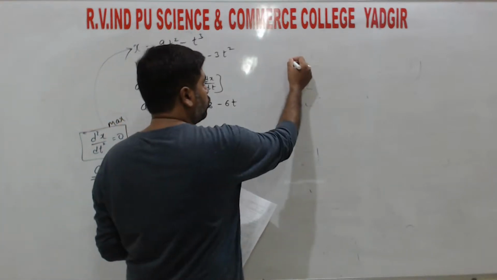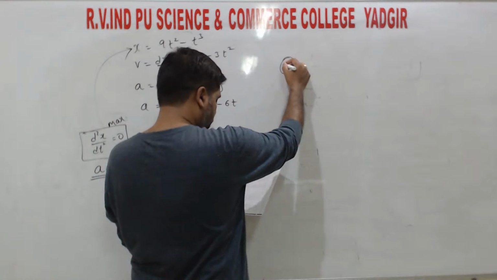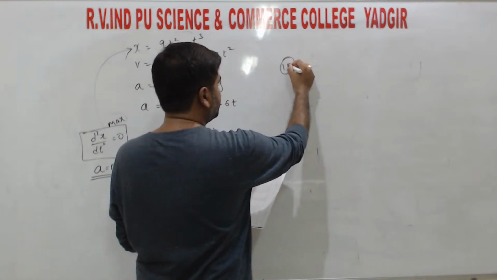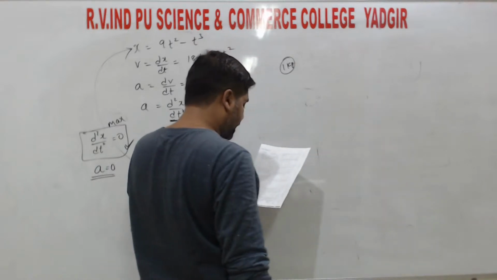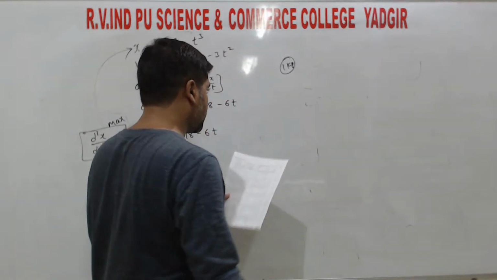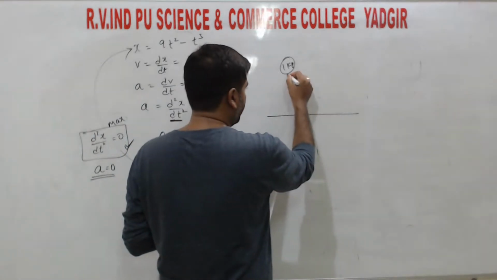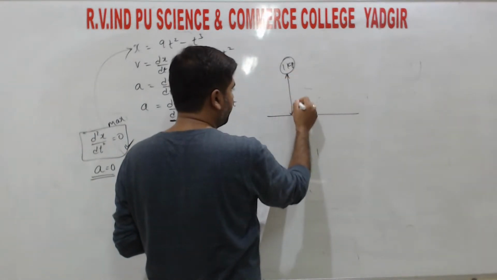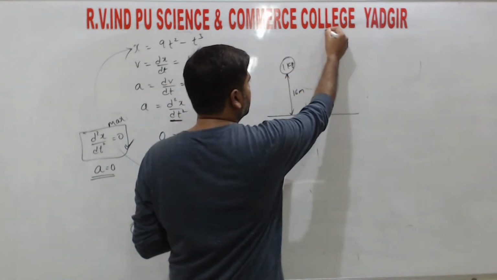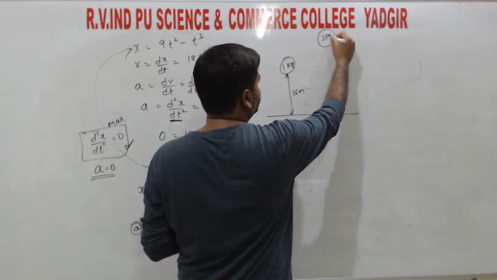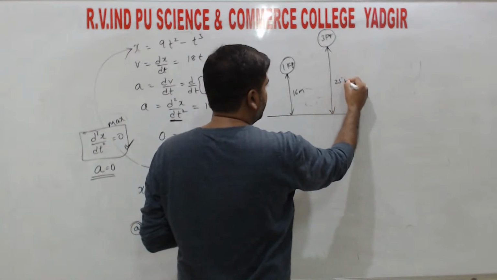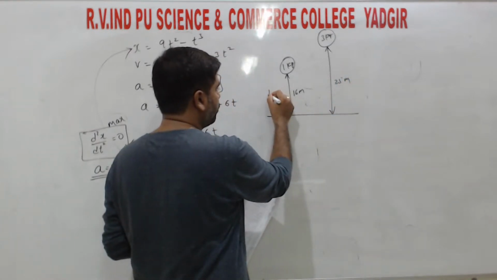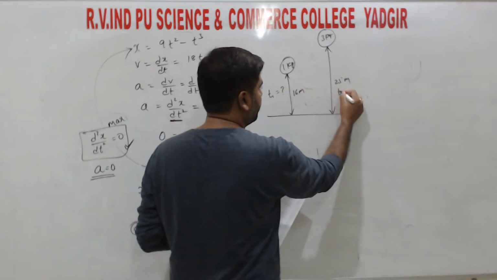So what they are saying is, two objects of different masses, one is 1 kg and another one is 3 kg. They are dropped from the heights of 16 meter and 25 meter. So the height of the object of 1 kg is 16 meter and another object of mass 3 kg is dropping from the height of 25 meter, right? So we need to find the ratio of T1 and T2.